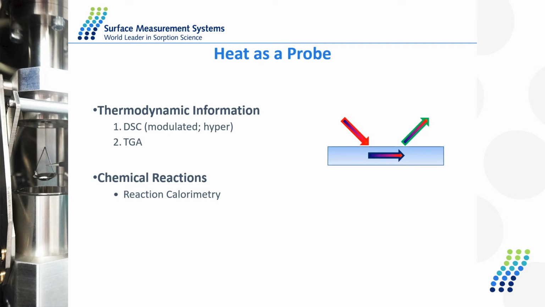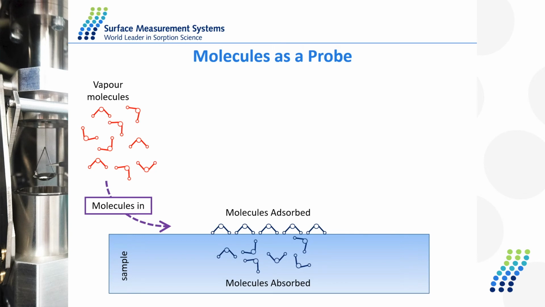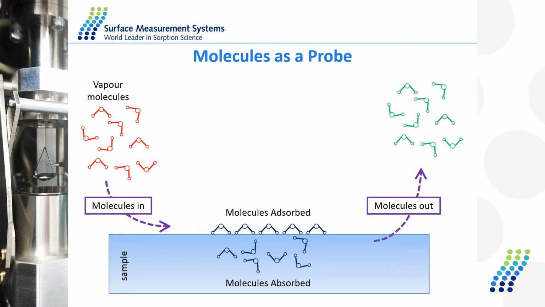Following the same type of schematic, in a DVS, we have molecules that are provided to the sample. For example, water molecules in a gas phase. These molecules interact with the surface of the sample by adsorbing, or interact with the bulk of the sample by absorbing through the sample itself. Now, this process can be reversible or irreversible. So what it means is that when we lower the humidity present in the chamber where we have our sample, the molecules can be released and the mass of the sample can reduce progressively.